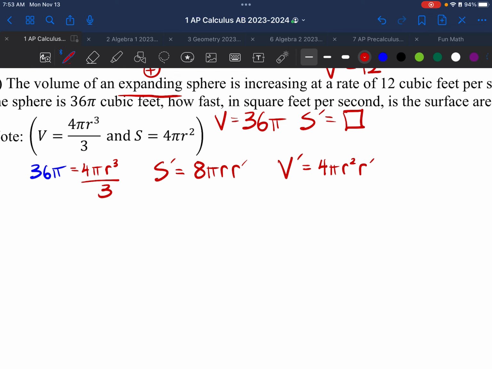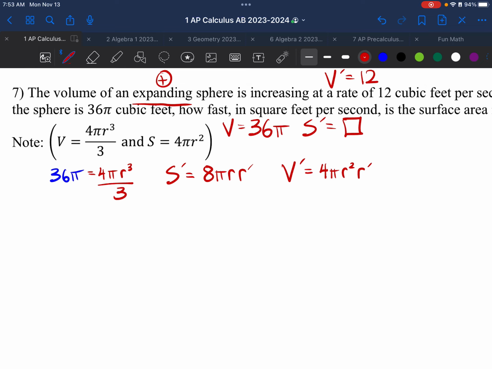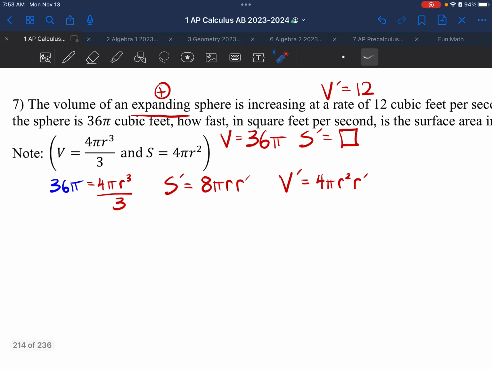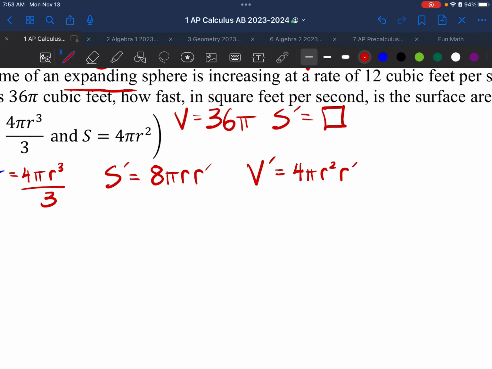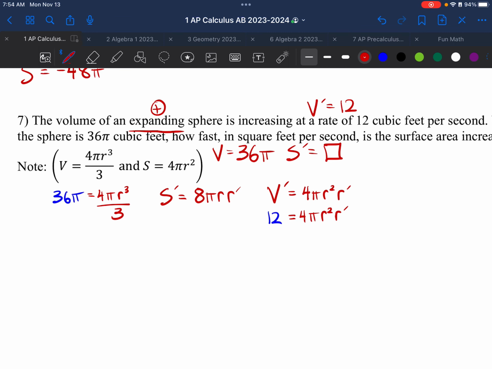And then from here, we just need to plug in everything that we know. So we've plugged in everything that we know to our first equation. There's no other r. Oh, we plugged in this value. We haven't plugged in this value. So V prime, this 12 can be plugged in over here. Let's see what we get. So I have now 12, and then rewrite the rest of the equation is equal to 4 pi r squared r prime.